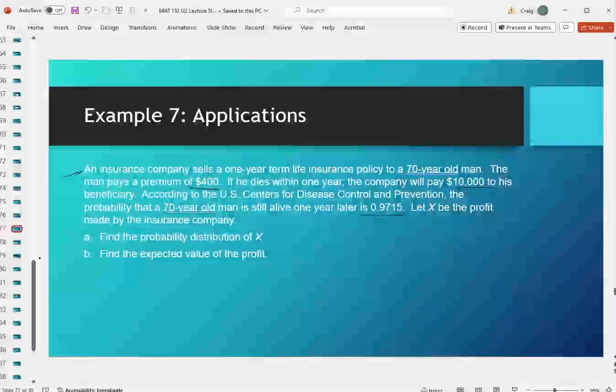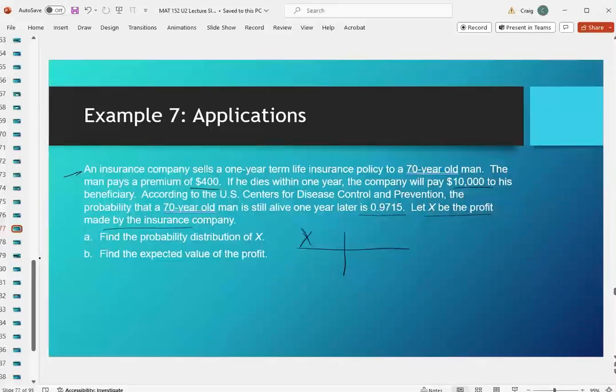Okay, we're going to let X be the profit made by the insurance company. So there are 2 possible things that can happen here. Right, there are 2 probabilities, if you will. Okay, but remember now, X is our profit. Okay, so we have to think about that. It's just not about whether the man is still alive or not. Okay, it's going to be our profit. So we're going to talk about that second.